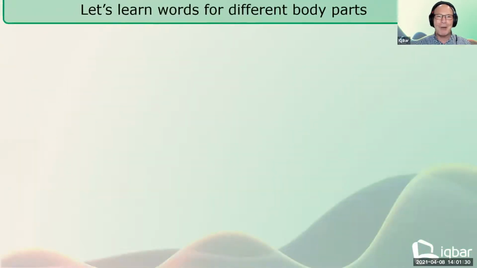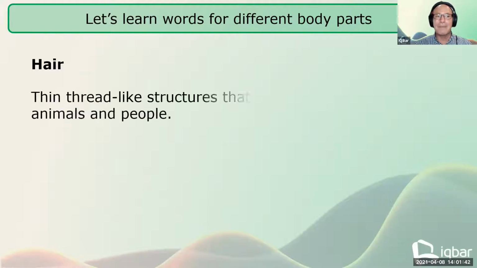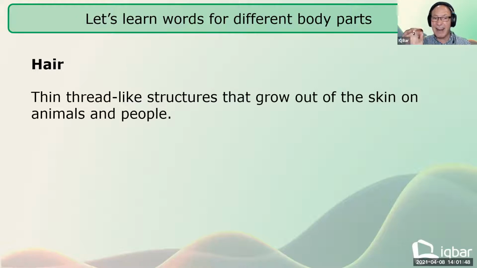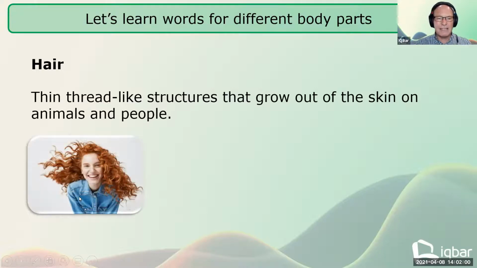Here we go for the first one. Let's learn some words for the different body parts. The first word we are learning about is hair. Now, what is hair? Hair is the thin thread-like structures that grow out of the skin on animals and people. And have a look at this young lady and her hair.